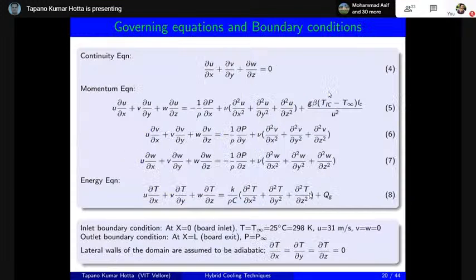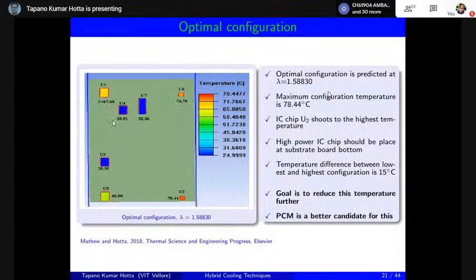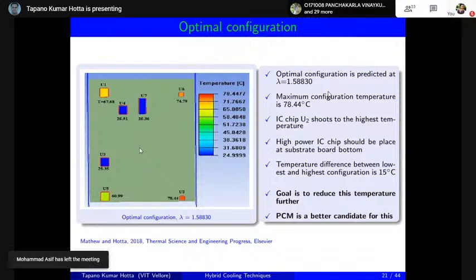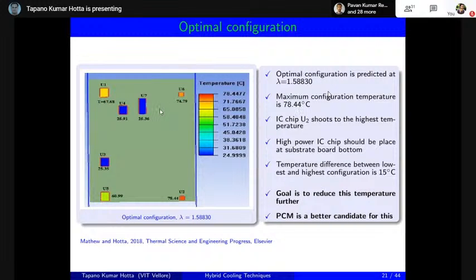Now, once you have carried out the numerical simulation, this is the optimal configuration that we obtained. In the previous slide, I showed you the optimal configuration that we found experimentally, and the same study is extended further, and we have obtained the optimal configuration. But in this optimal configuration, I got it for a lambda value of 1.58830, and here the maximum configuration temperature occurs for the smallest chip U2, which is around 78.44.